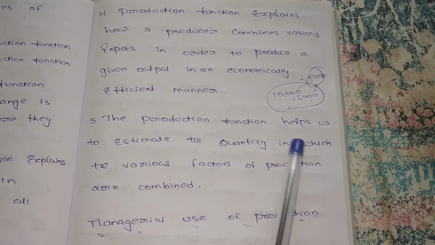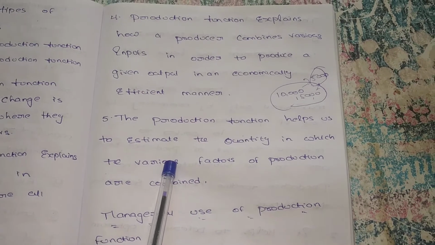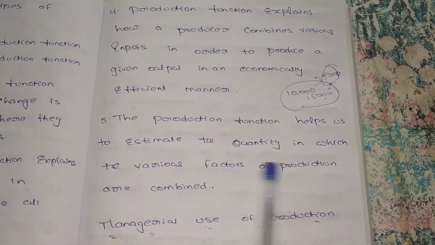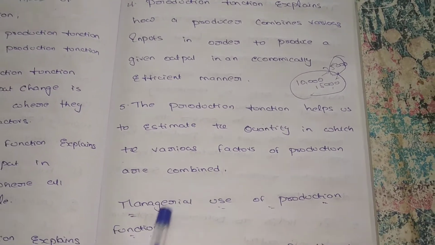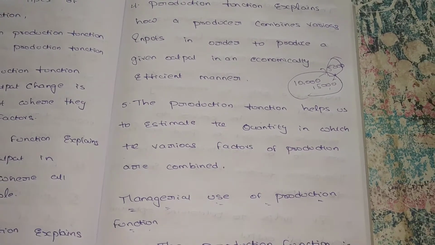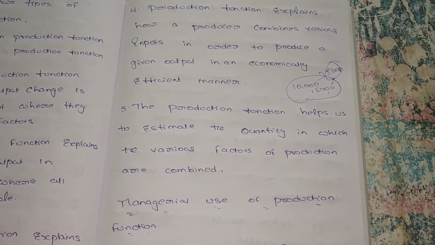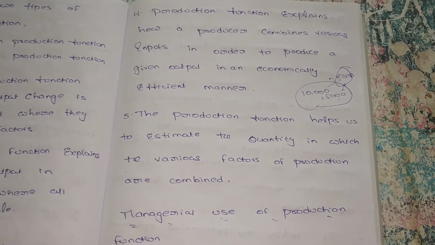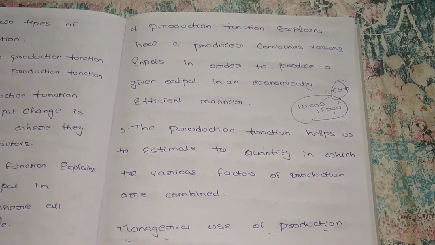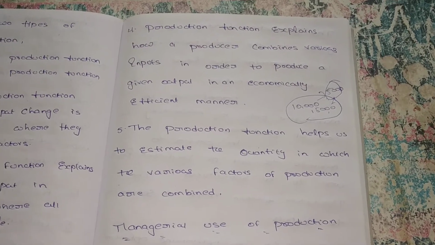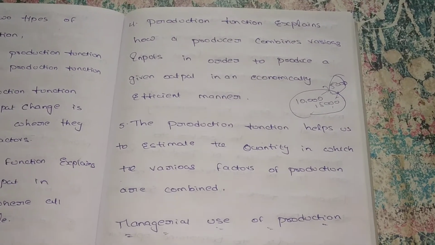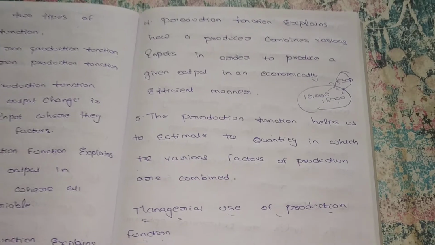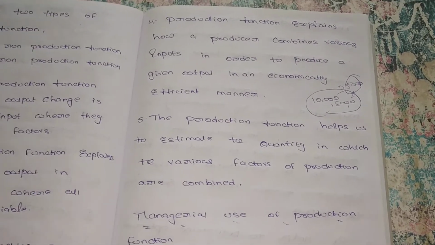Next, the production function helps us to estimate the quantity in which the various factors of production are combined. What are the factors of production? Land, labor, capital, and entrepreneur. For combining these factors, how much output am I achieving? The manufacturer has to estimate, for the combination of these inputs, how much I am achieving. These are all the importance or significance of the production function.